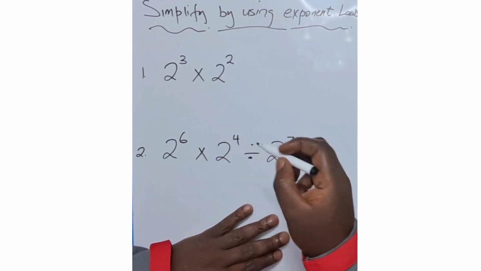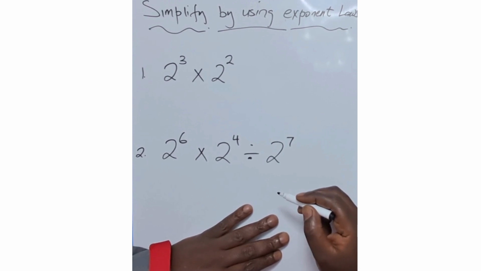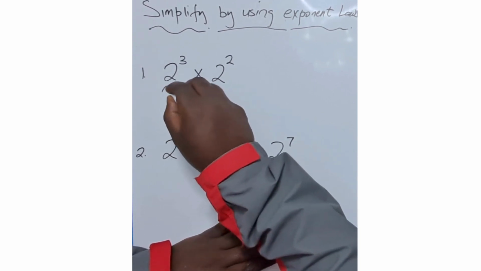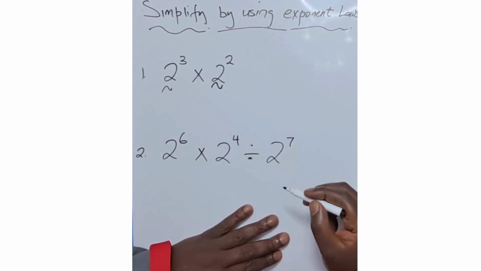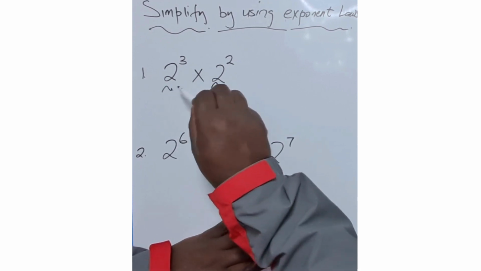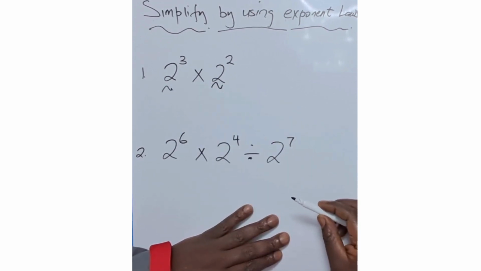The first thing that you should look for is, are the bases the same? And here our bases are the same. We have a 2 and a 2. What does exponent laws say? One of the laws says that if the bases are the same, we add the exponents, right?